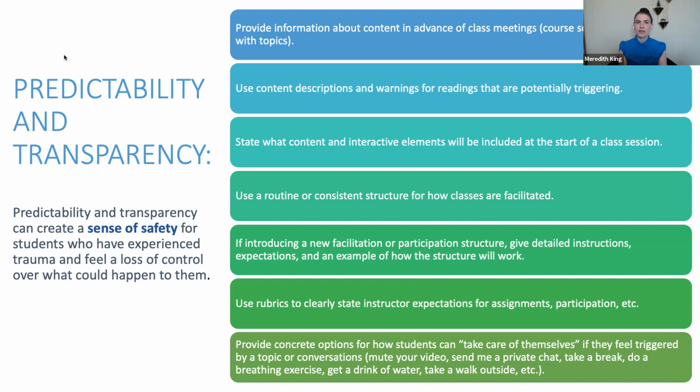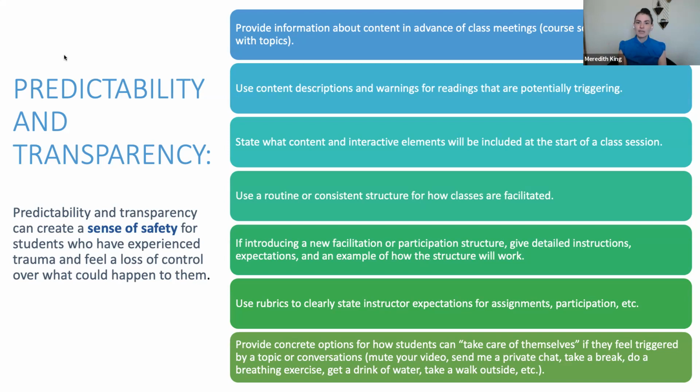And some of these are things that people are already doing because they're best classroom practices overall. And some of them are things that maybe we could all work on a little bit. So things like providing information about content in advance of class meeting, things like a syllabus or a course schedule with topics, is probably something that you're doing already. That's pretty standard, to provide a syllabus.